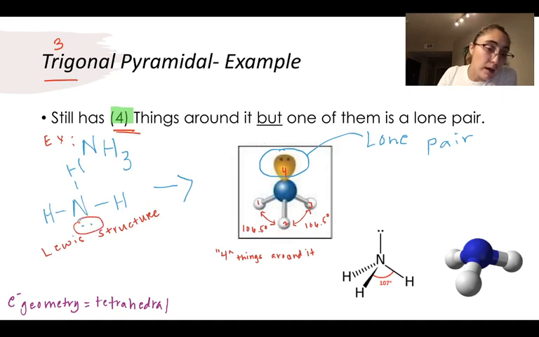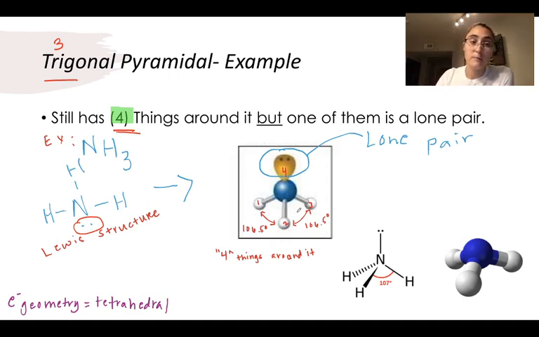And a lone pair counts as an electron group. It counts as something that is around our compound here. So we actually have to say there are 4 things surrounding this. And now this is when we're going to talk about the difference between electron geometry and molecular geometry. So for electron geometry, I would say that there are 4 things surrounding it, 1, 2, 3, 4, and that is tetrahedral.